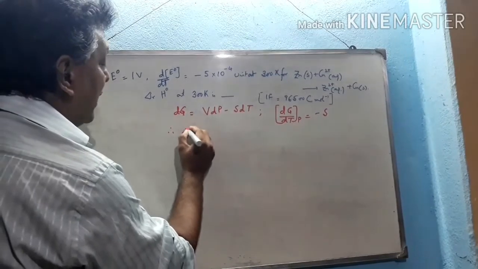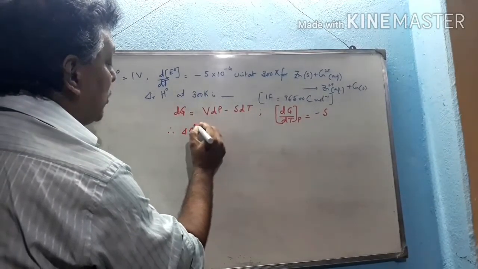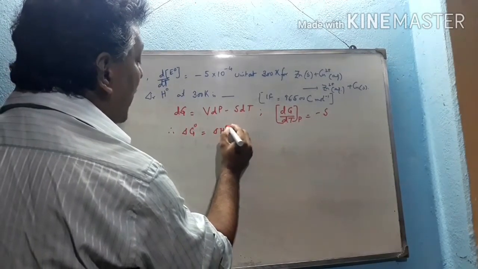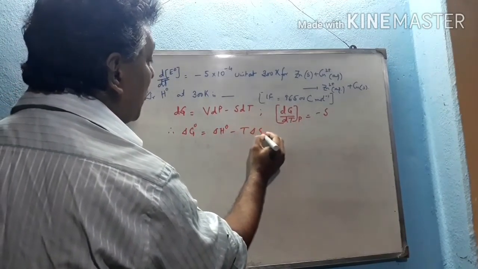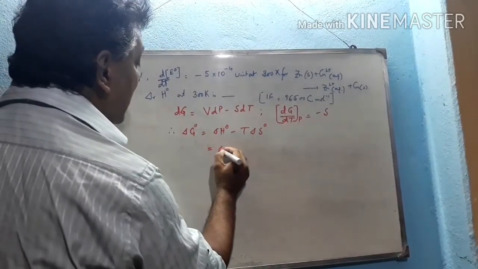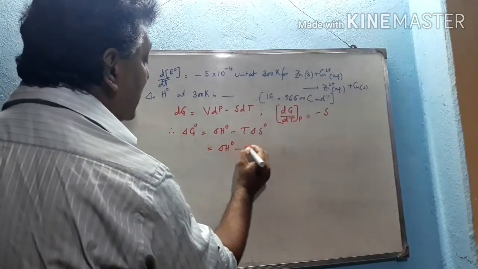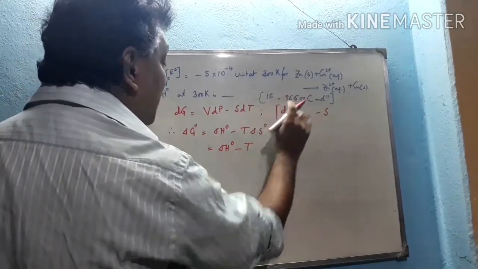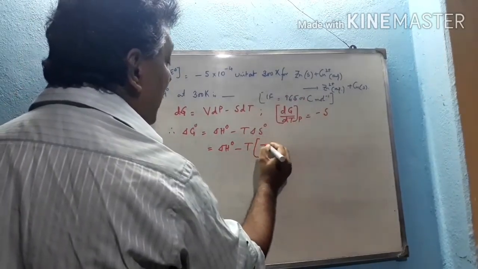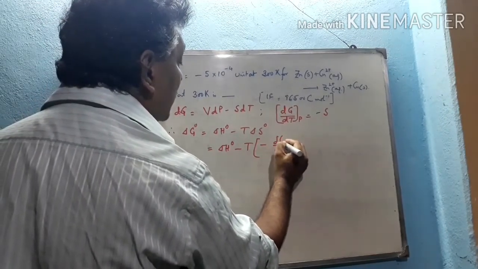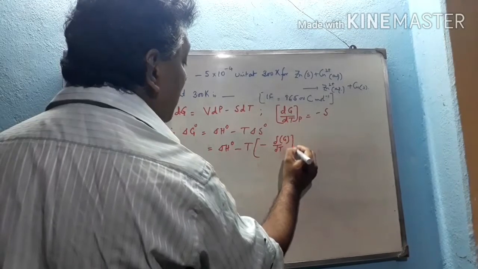Again we know that ΔG0 equals ΔH0 minus TΔS0, so we can write this equation as ΔH0 minus T. Now in case of ΔS0 we can write minus of this, that means minus of ∂G/∂T at constant P.